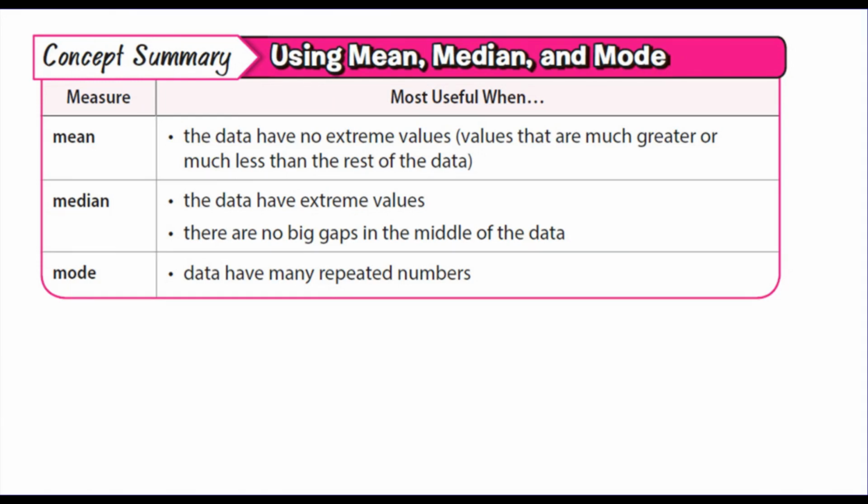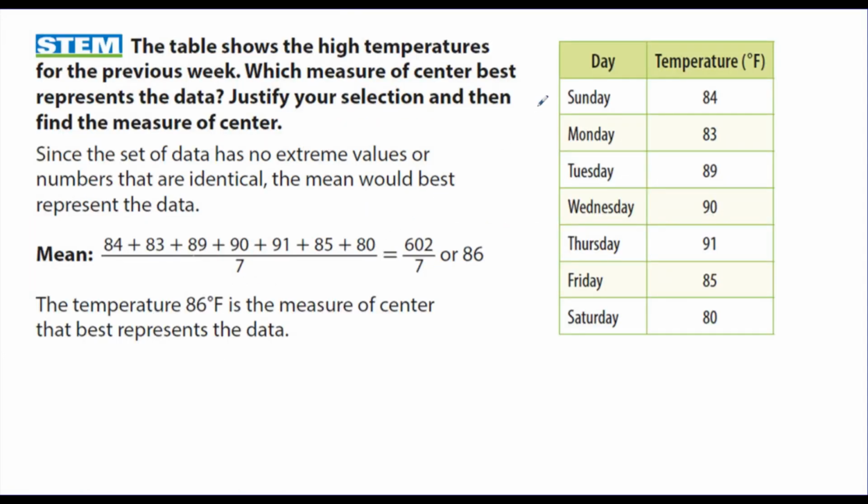The mean and the median are typically going to be used about 99% of the time when we're finding measures of center. So here's an example of trying to decide, well, which measure of center should I use? It says the table shows the high temperatures for the previous week. Which measure of center best represents the data? And justify your selection and then find the measure of center.